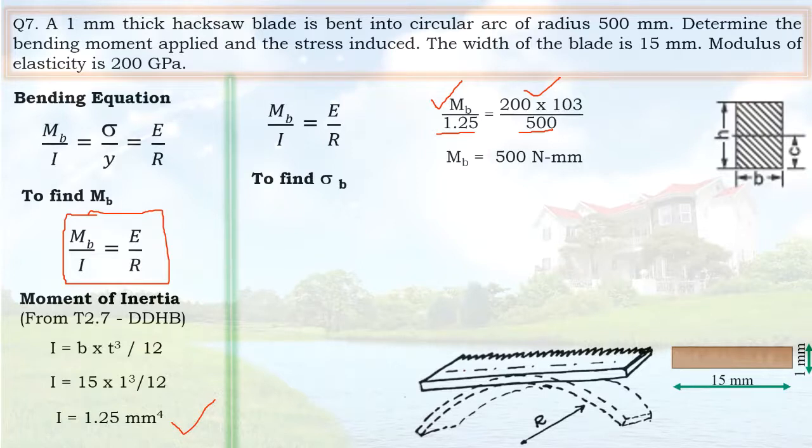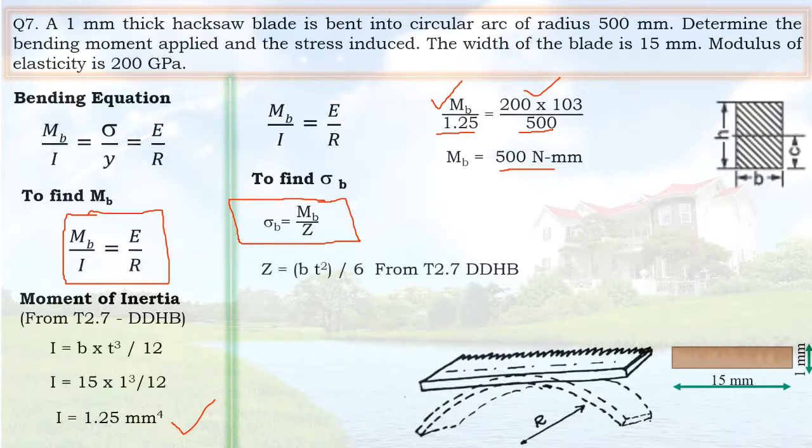Also, to find this bending stress, we'll be making use of this formula: sigma b is equal to Mb by Z. Mb we have already determined as 500 Newton mm. Now we'll be finding the equation for Z. The equation for Z also can be obtained from the design data handbook. Z is equal to BT square by 6.